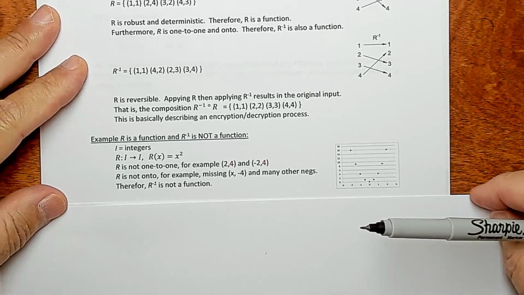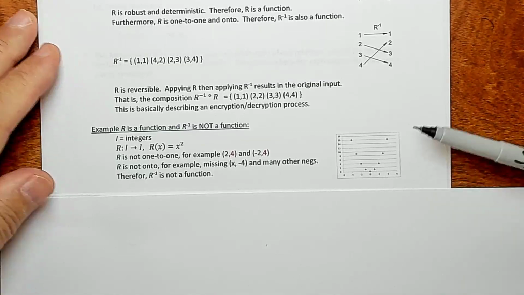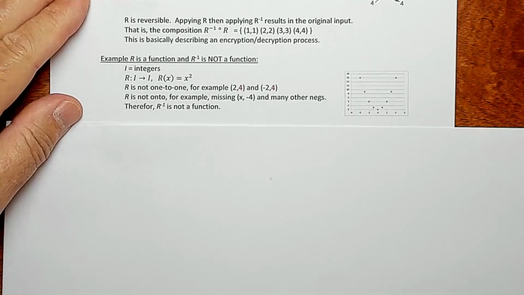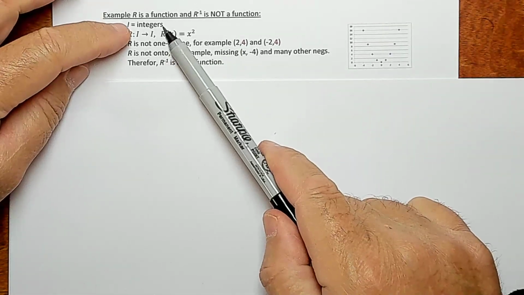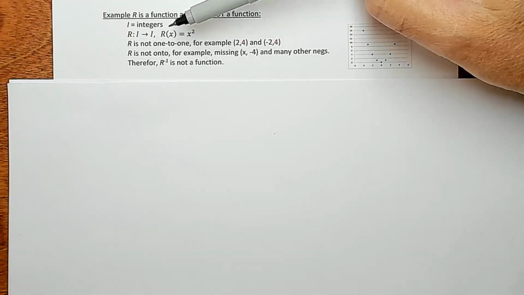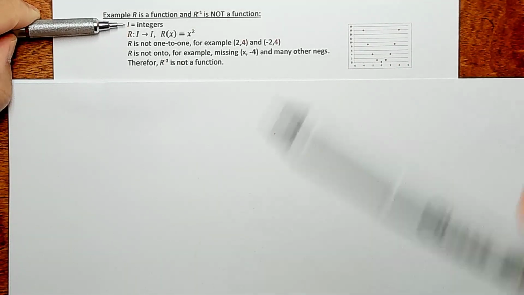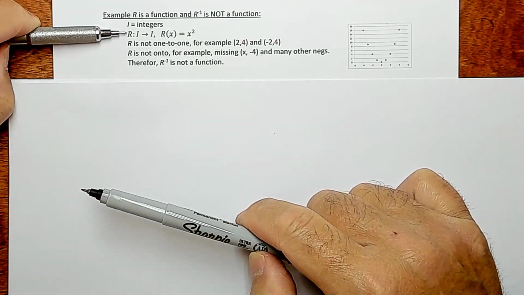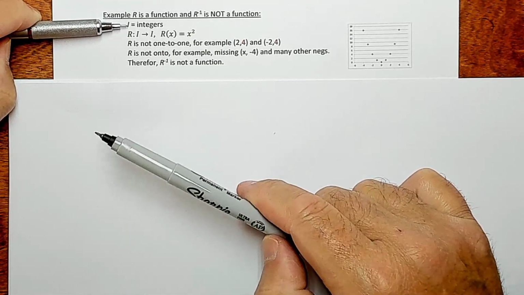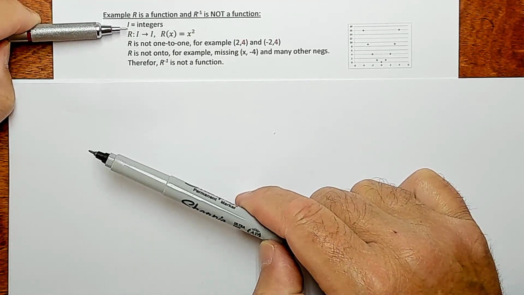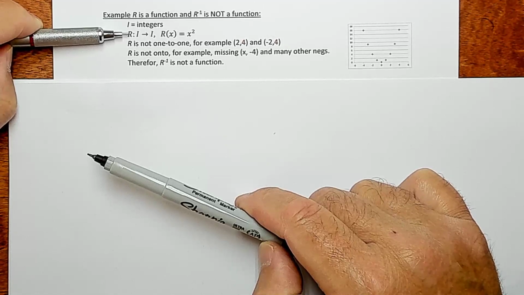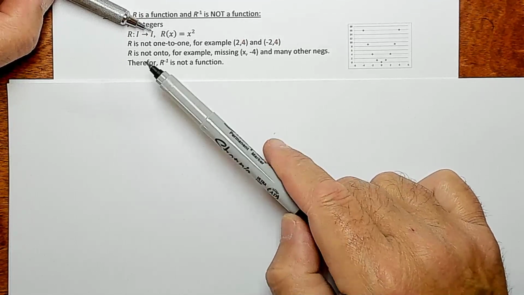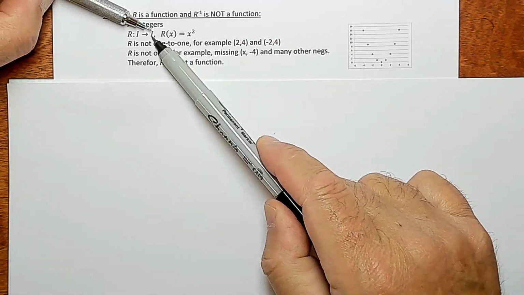So here's an example of where the inverse is not a function. So we have to go slow and we have to define what we're talking about with the range and the domain and all that stuff. So we're dealing with the set of integers. So this is positive and negative values, and then we're saying that R maps integers back into integers. So here I think we're using the codomain because we're talking about the squaring function. It's not going to map every integer.